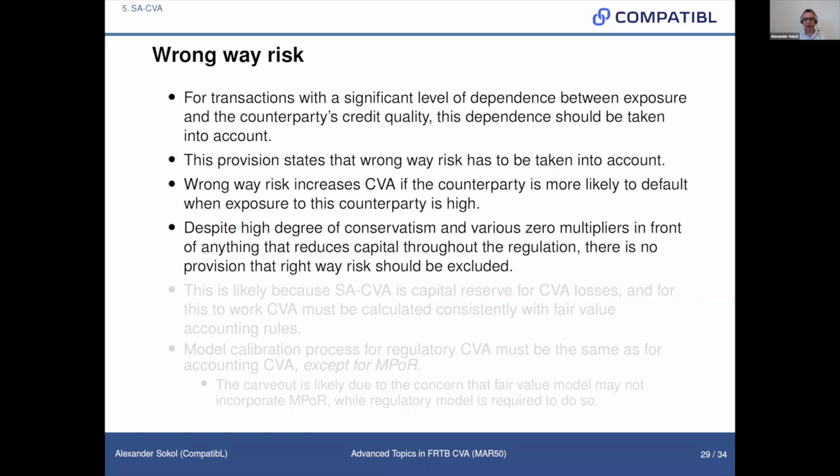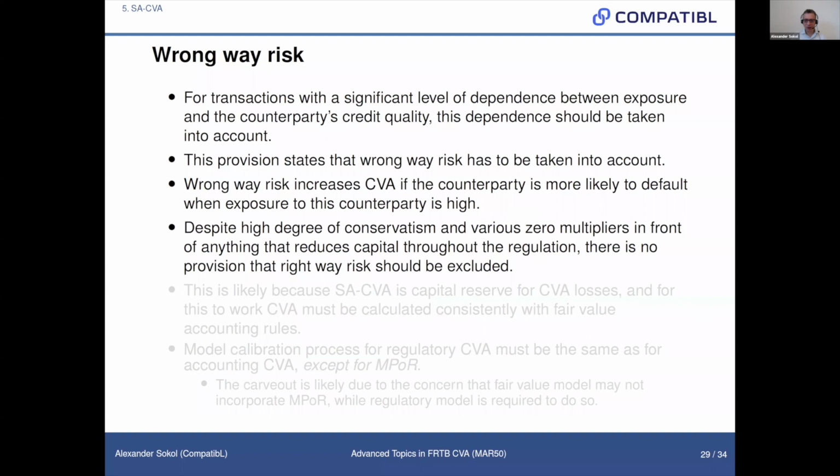So if your portfolio is such that when credit spreads widen, you lose money, remember, CVA is higher when you make money on a trade. So if you lose money on high credit spreads, then in fact there is right way risk. In other words, in this case, CVA is lower if you take into account the correlation with the probability of counterparty default in your portfolio.